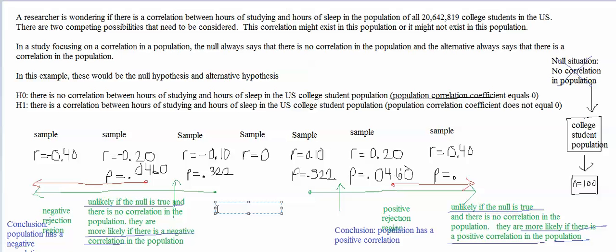And if you don't reach either one, then give the null of no correlation the benefit of the doubt, because in this area, the correlation in the sample is too weak. It's too close to zero. So since it's so weak, you can't be convinced that there actually is a correlation in the entire population. So you're stuck with the null hypothesis.